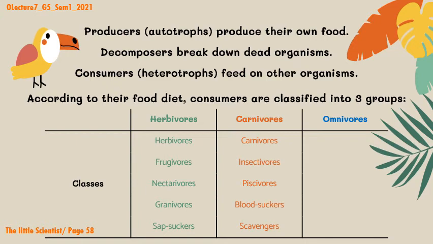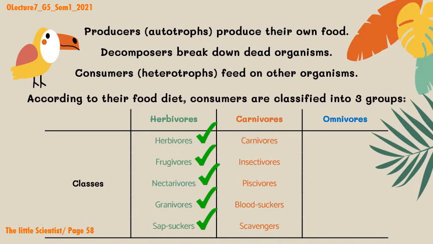Herbivorous animals feed on plants only. Herbivores feed on leaves. Frugivores feed on fruits. Nectarivores feed on nectar. Granivores feed on grains. Sapsuckers feed on sap, on plant sap.